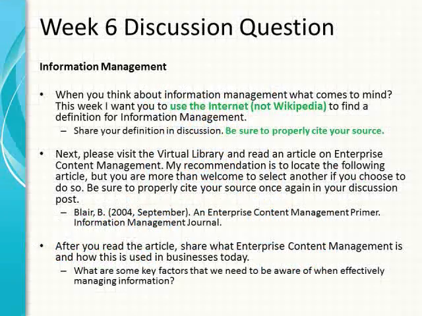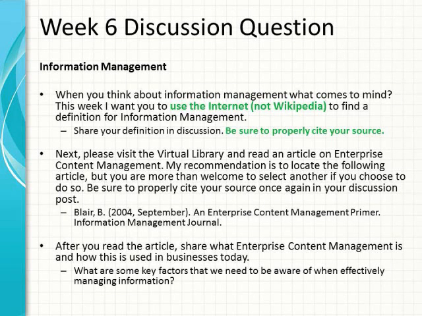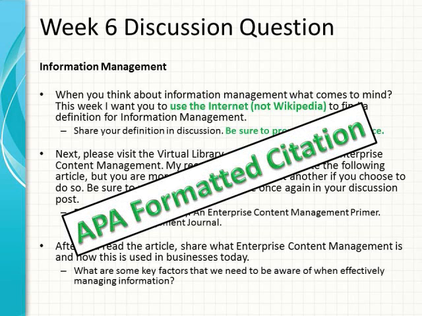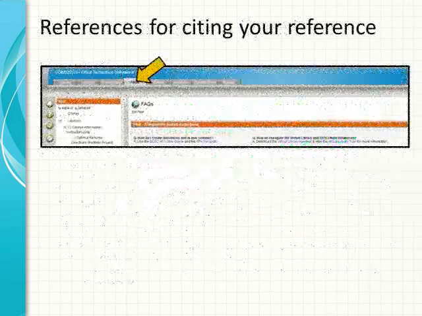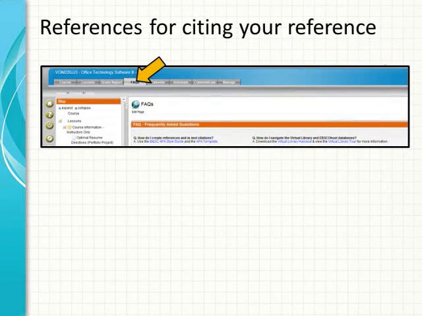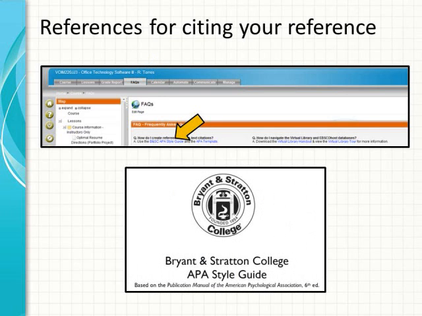Now, returning to the discussion question and teasing it apart, you're supposed to use the internet and not Wikipedia, and be sure to properly cite your sources. And when we talk about citing your sources, please use an APA formatted citation. And for help with APA formatted citations, returning to our Angel Classroom, you can go to the Facts tab, and there you'll see a nice link for our Bryant and Stratton College APA Style Guide.